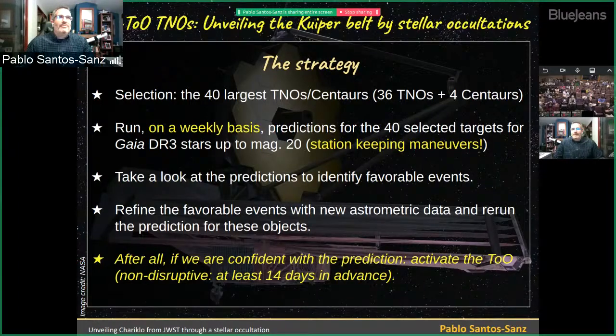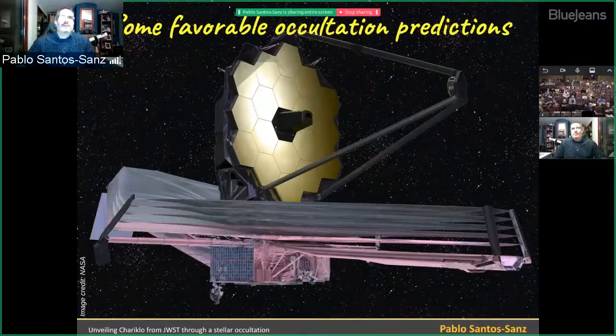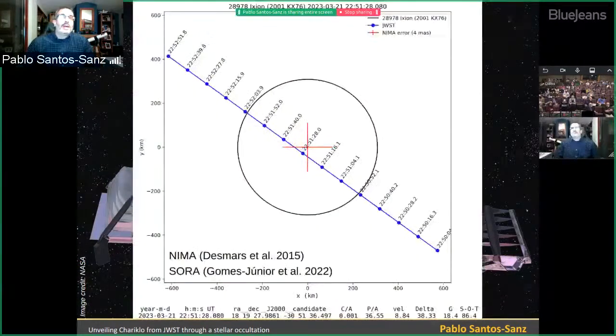I want to show you some favorable occultation predictions that we obtained. This is a prediction of an occultation by the Trans-Neptunian object Ixion for March of next year. This plot is a bit different from the usual stellar occultation prediction maps from the ground. You have here in this plot at the center the object itself.